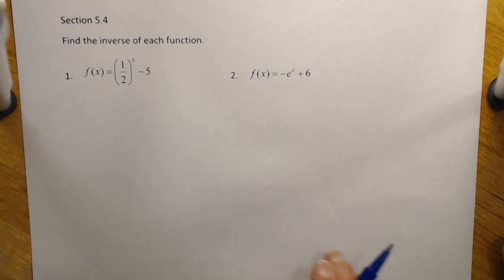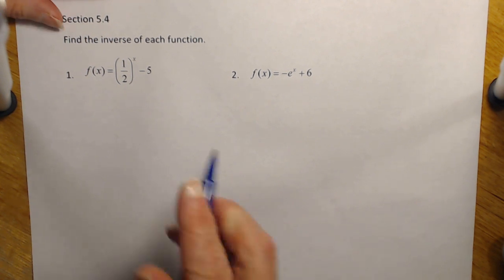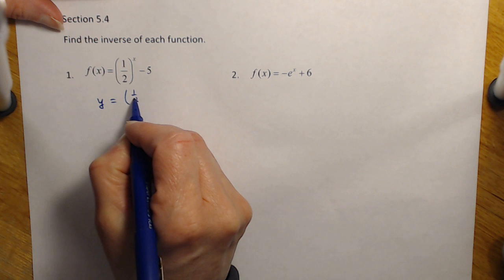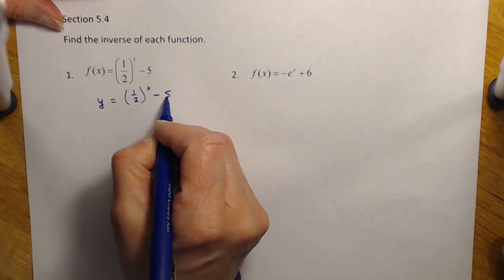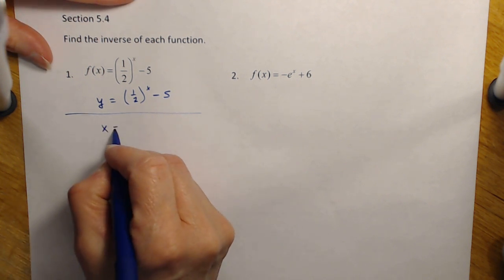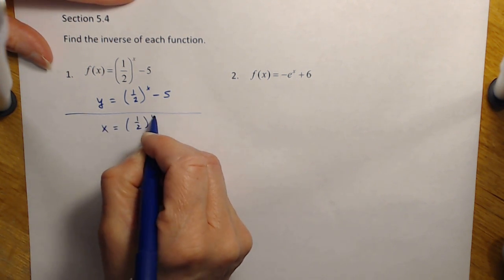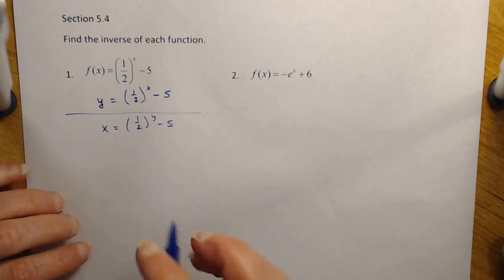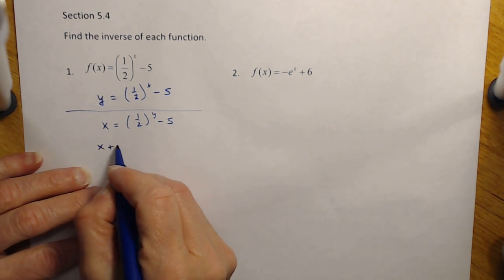Okay, we know the method we use to find the inverse is we write it in xy form. So instead of f of x, I'll just use y. Again, remember at this point nothing has happened. When I want to find the inverse, I switch the role of x and y. So now I need to solve for y, so I add the 5 over.